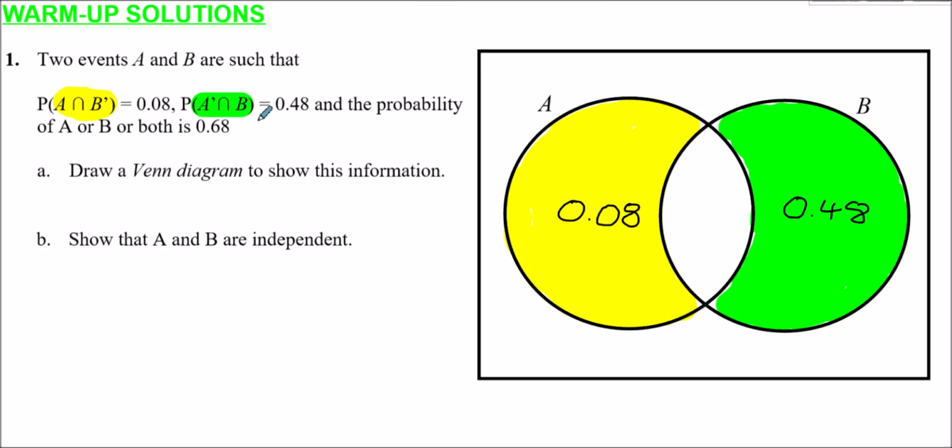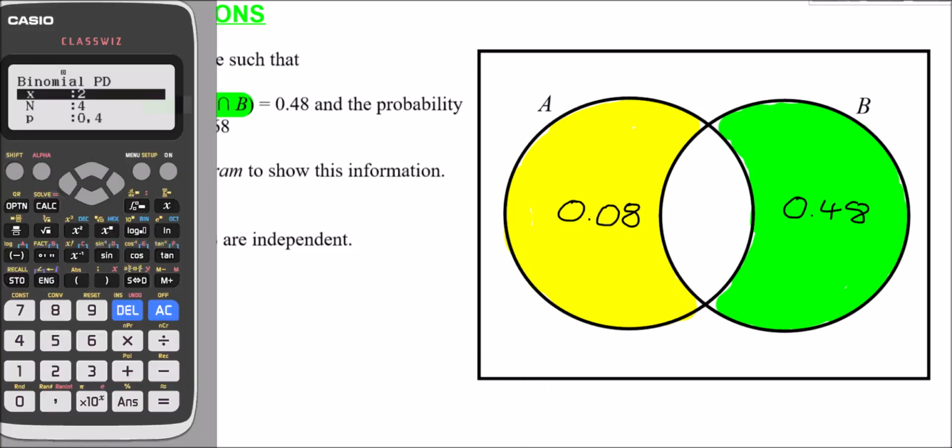We're then told that the probability of it being A or B or both is 0.68. So A or B or both is anywhere within these 2 circles, including the overlapping bit. So the total of all these 3 sections needs to be 0.68. So to work out this middle bit, we can get our Classwiz and just simply do 0.68 minus these 2. So 0.68 minus 0.08 minus 0.48, that gives us 0.12, which goes in the middle.